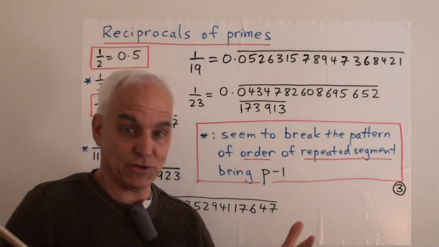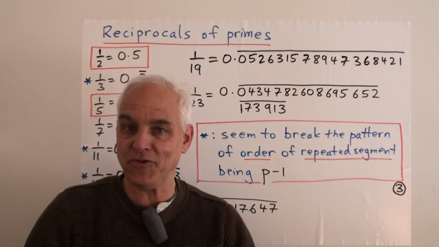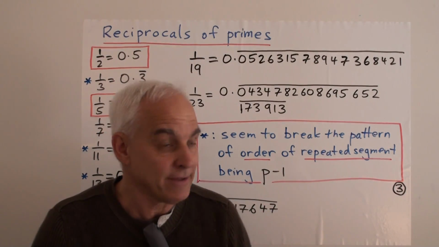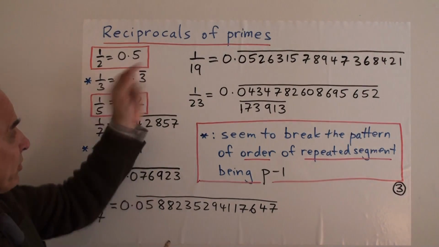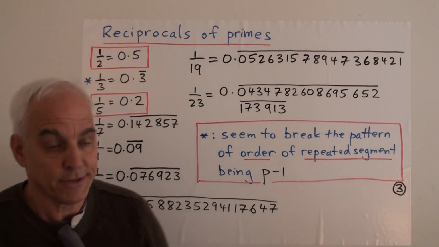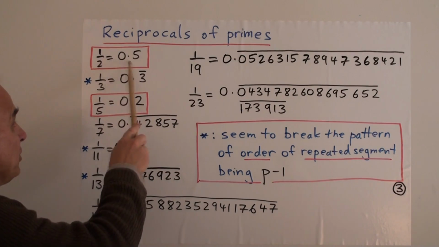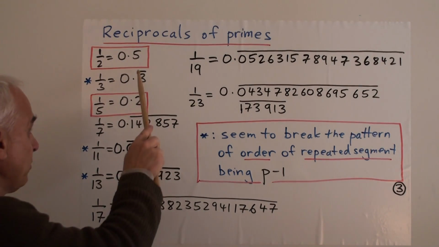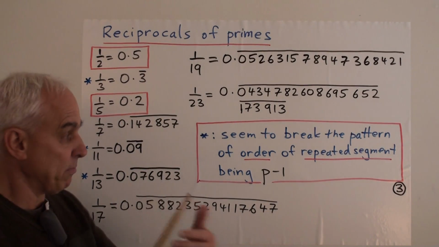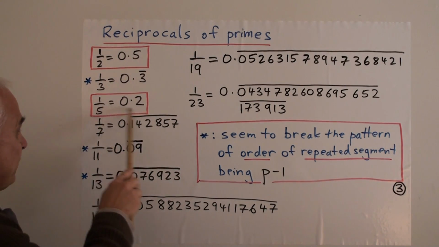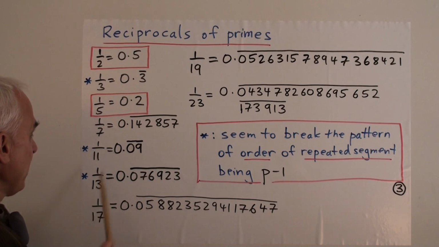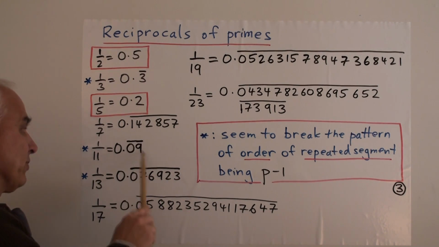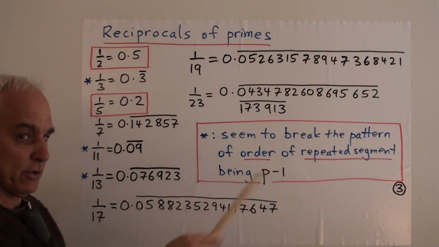Okay, so because we like to actually see data in front of us, we don't mind doing some computations and then look to see what patterns we can find. Let's have a look at reciprocals of prime numbers. Starting with 1/2, which is 0.5. 1/3 we've already seen is 0.3 repeating. And we're using this bar over here to denote the repeating aspect. 1/5 is 0.2. 1/7 we've already seen. 1/11 is 0.09 repeating. So it goes 0.09, 09, 09, and so on.